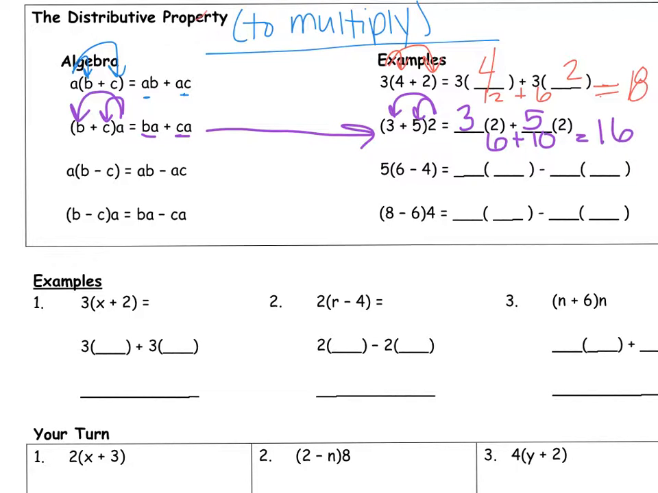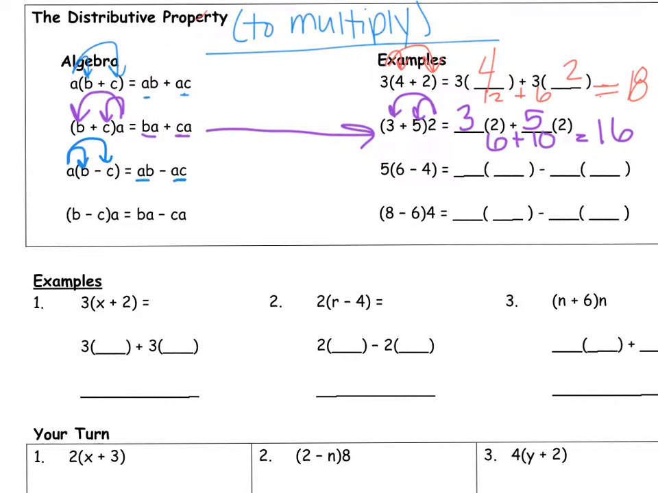We can do the same thing with subtraction in the middle of our quantity. So again, we're still multiplying. We're just changing the operation that's happening inside the parentheses, and that's okay, completely legal. So we're going to again multiply the number on the outside to the number on the inside. So we're going to do A times B, which gets us AB. And now we're going to do A times C, which gives us a negative AC.